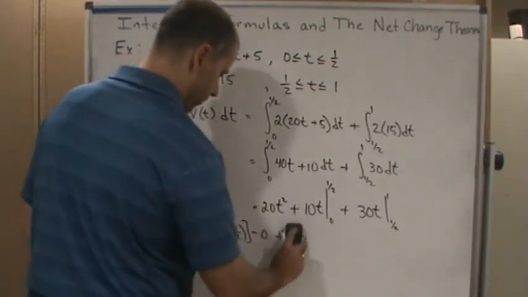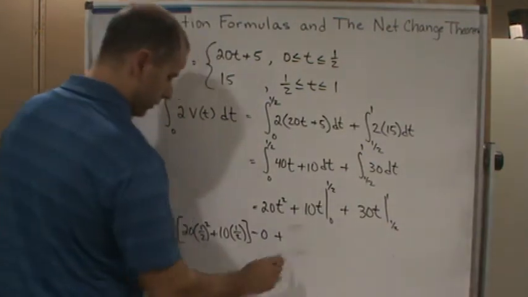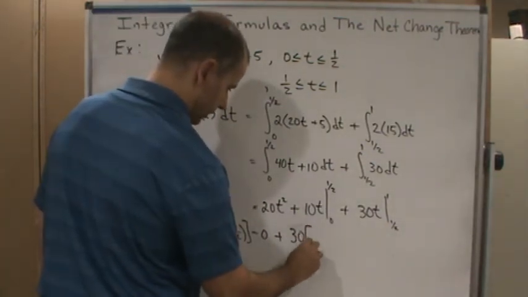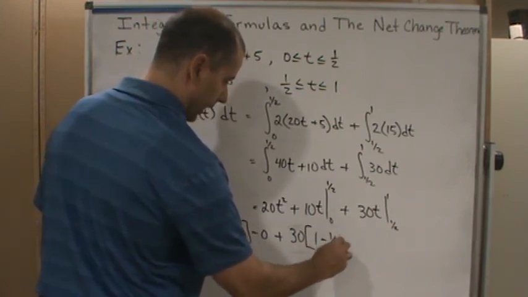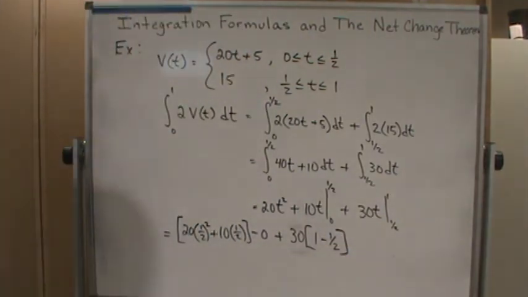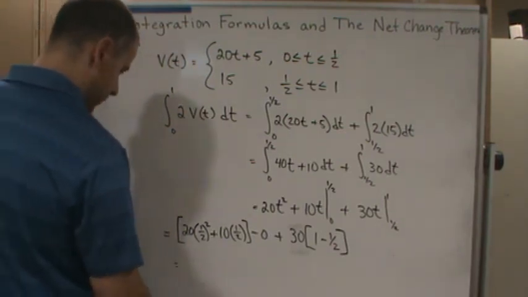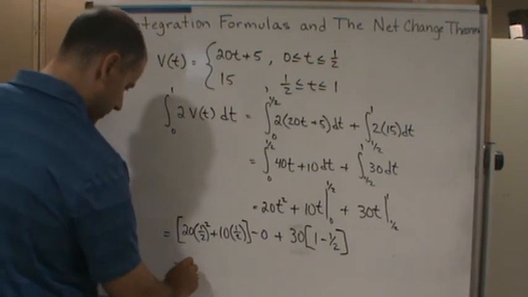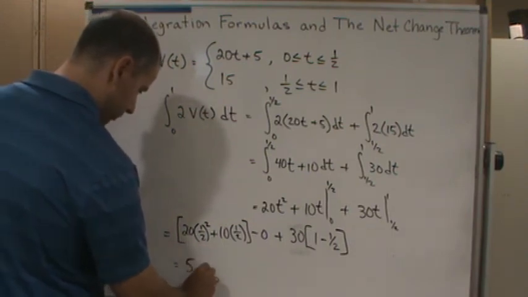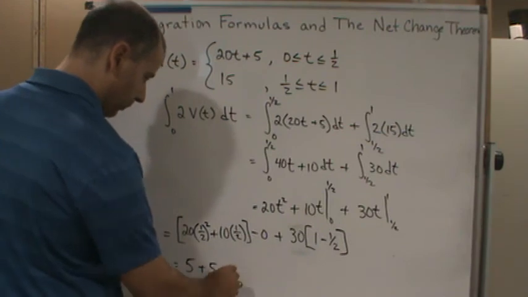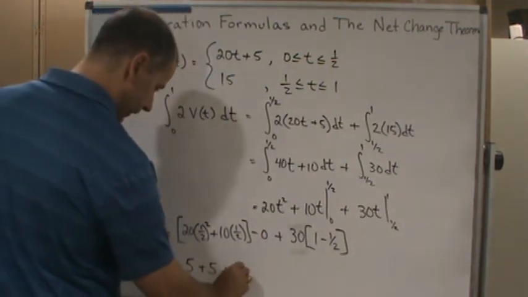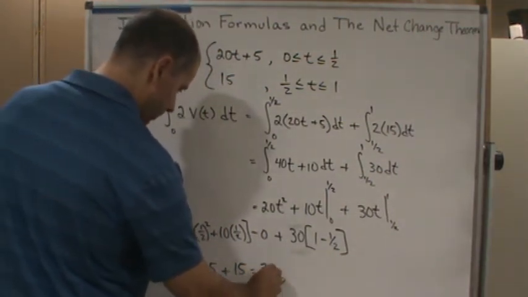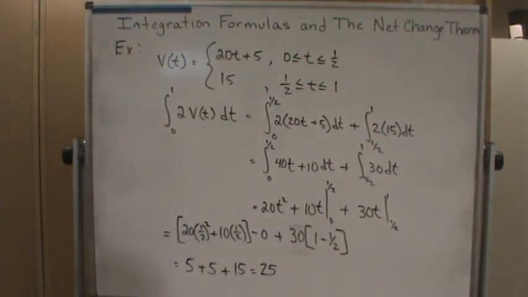So actually I can factor out the 30. So this will be 30 times 1 minus a half, right? And now I just have to simplify this. So this is going to be a fourth, so 20 divided by 4 is 5. So I get 5 plus 5 minus 0 plus, 1 minus a half is a half, so half of 30 is 15. And so the answer is 25.